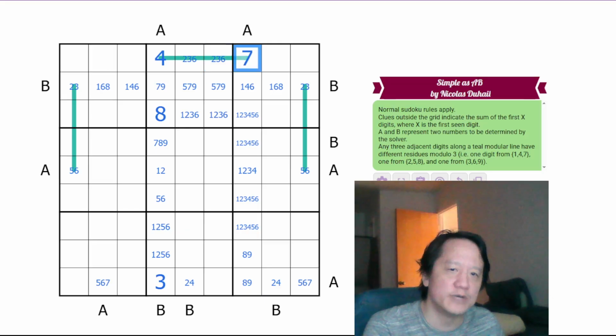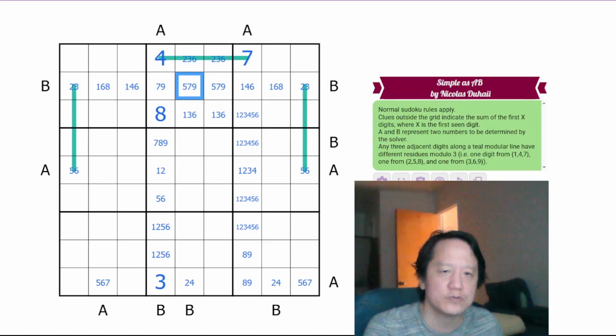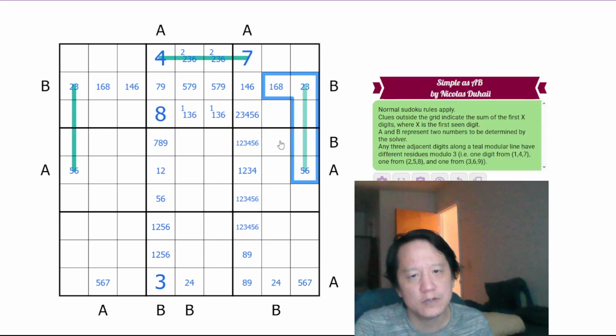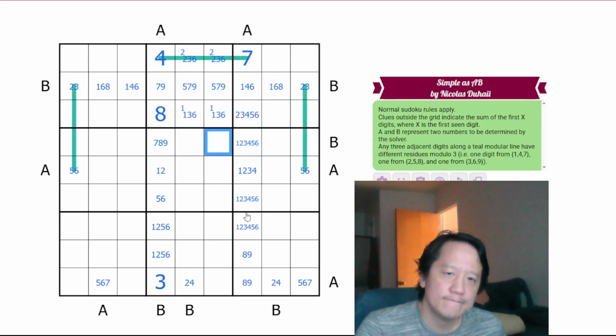We need a 2 mod 3, and the only 2 mod 3 left is a 2, so this can't be 2. So this is 1 guaranteed here, and 2 guaranteed here. That eliminates 1 there.